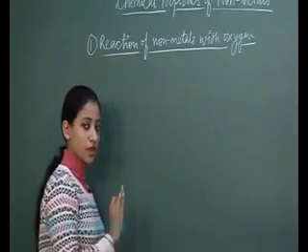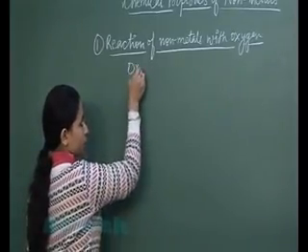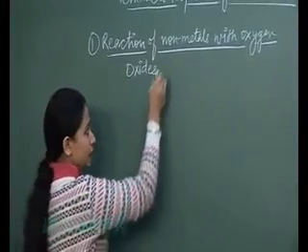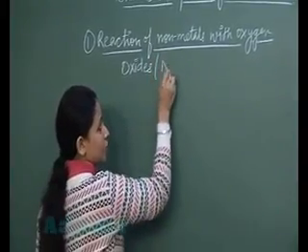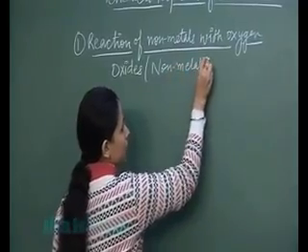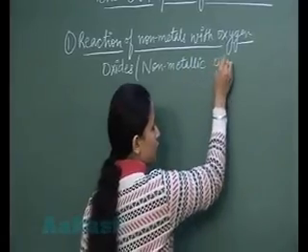When nonmetals react with oxygen, they form oxides, and the name of such oxides is nonmetallic oxides. This is very obvious as nonmetals are reacting with oxygen. So the oxides formed are known as nonmetallic oxides.